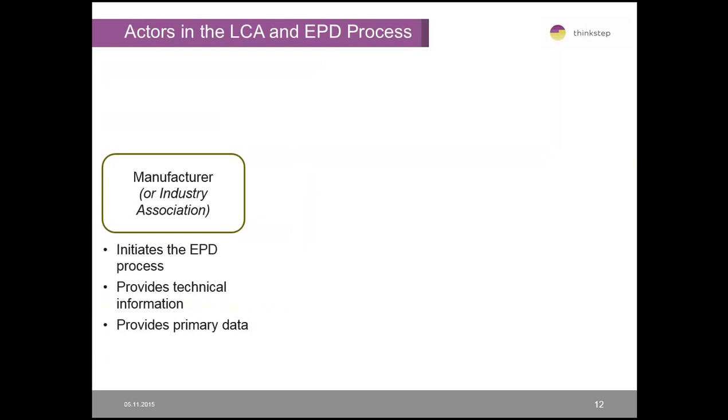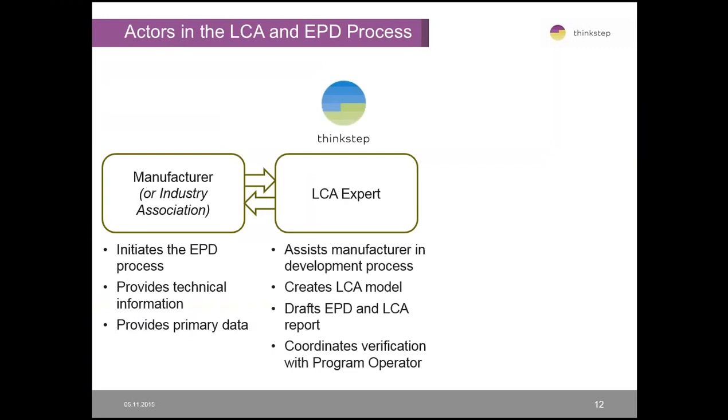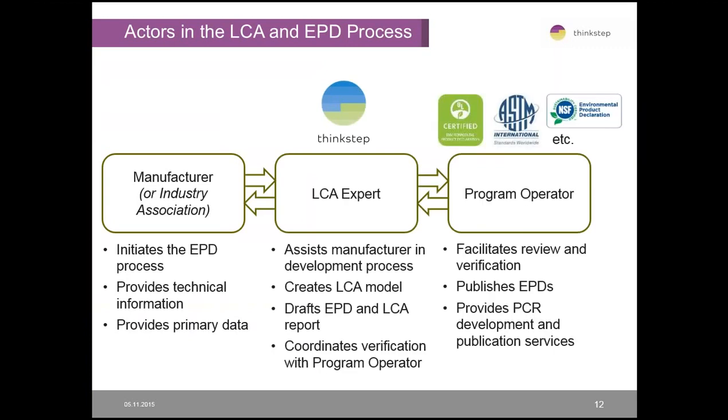There are three parties involved in the creation of an EPD: the manufacturer, the LCA expert, and the program operator. First, the manufacturer or industry association will initiate the EPD process by reaching out to an LCA expert, internal or external to their organization. The LCA expert will help to identify the PCR relevant to the product and then create the LCA model using primary data collected by the manufacturer. This data includes material and energy inputs and waste and direct emission outputs, typically on a facility level. The LCA model will be created in conformance with ISO 14044 as well as the relevant PCR.